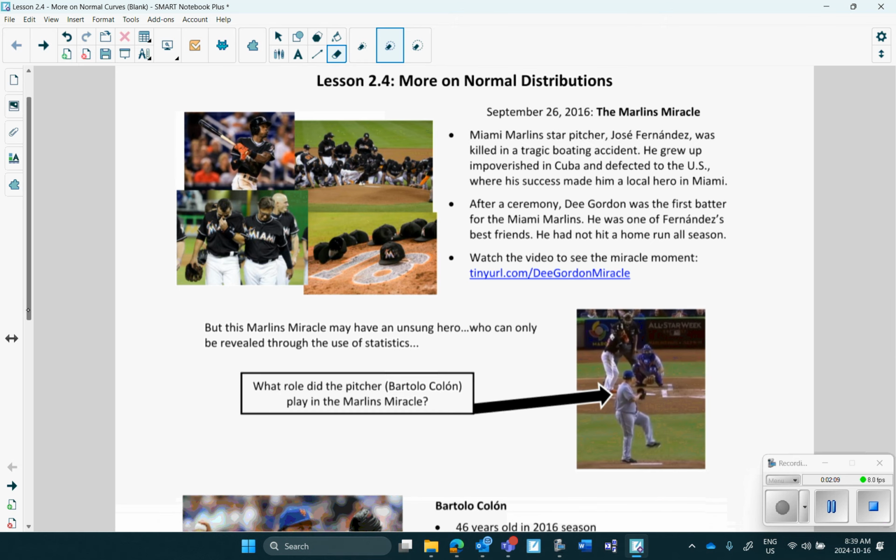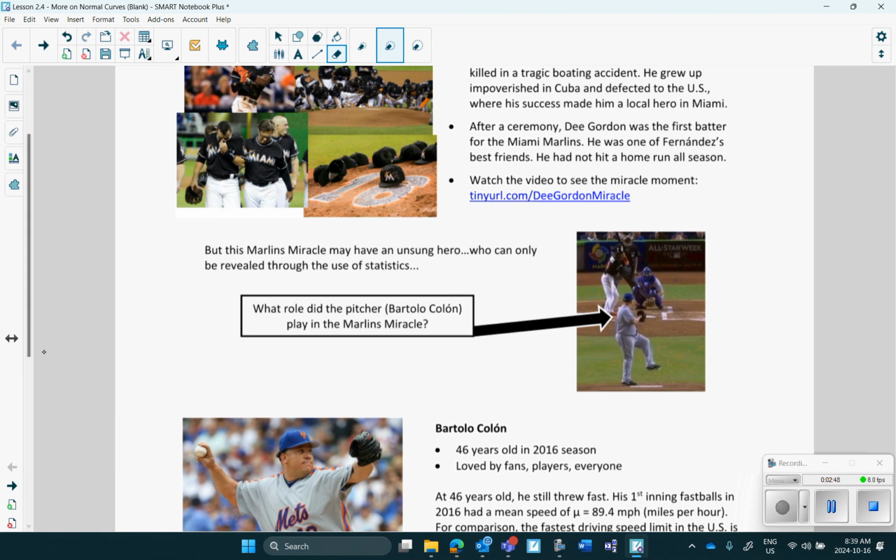this example refers to something that happened in 2016 in Major League Baseball. The Miami Marlins' pitcher had died in a boating accident, and in the first game back, they held a ceremony. The first batter up was a guy named Dee Gordon, and the pitcher against him was Bartolo Colon, and lo and behold, he hit a home run in his first at bat, and that was his first home run of the year. So a lot of people thought at the time that maybe Colon just kind of hung it out over the plate for him, just so that he could get that home run.